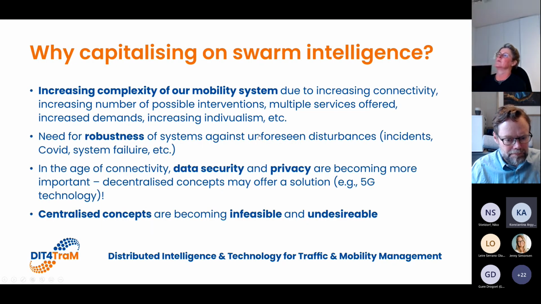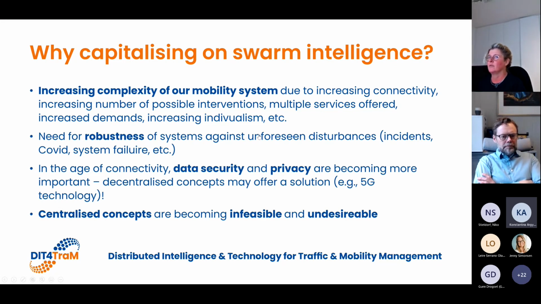What we've been looking at is what we call swarm intelligence, and the concept of swarm intelligence is the main paradigm that we're using in our project. And the reason for doing that is that you see that our mobility system is becoming more and more complex. There is increasing connectivity between people, between vehicles, between all types of elements within our traffic and mobility system. We have much more possibilities to intervene in the systems. We have multiple services offered, specifically all of the new shared services that are available. Even if we look at the Netherlands, we have increased demands for transport, and you also see this tendency of further individualization of people. So these are reasons to say, is the way that we're managing our traffic and mobility system currently the best way of doing it?